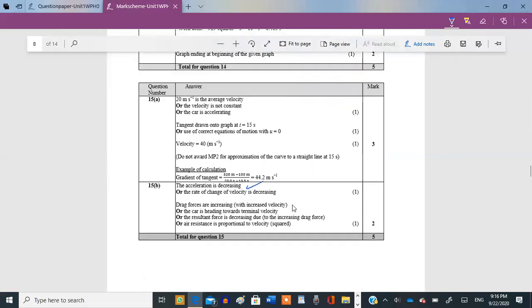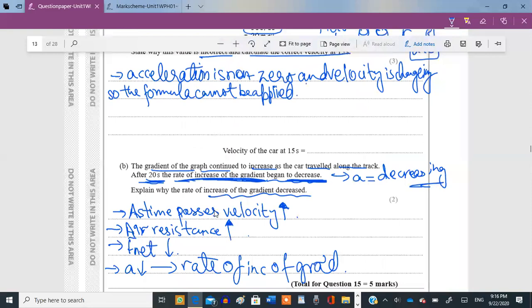Acceleration is decreasing, drag force is increasing, or the resistive force is increasing. Okay, just 2 points, we mentioned everything. We got the marks.